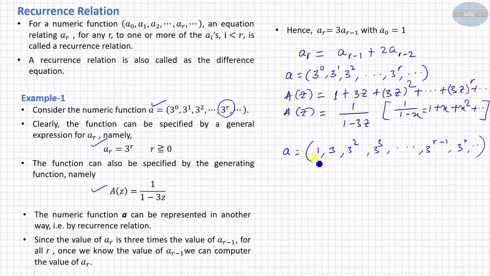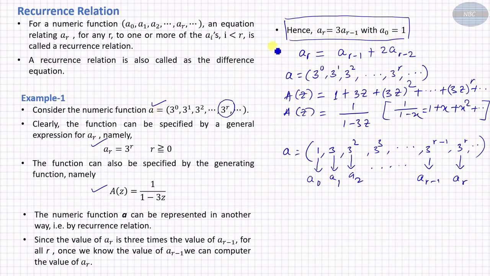Okay, so see here, this one is a_0, this one is a_1, a_2, and so on, and this one is a_(r-1), and this one a_r. See here, a_2 is 3 squared, that is 9, and a_1 is 3, so a_2 is 3 times the value of a_1. Similarly, a_1 is 3 times the value of a_0. Similarly, here the value of a_r is 3 times the value of a_(r-1). So this is the recurrence relation of the corresponding numeric function a.